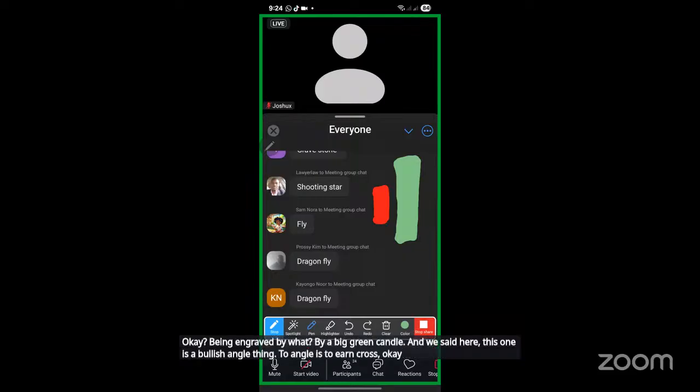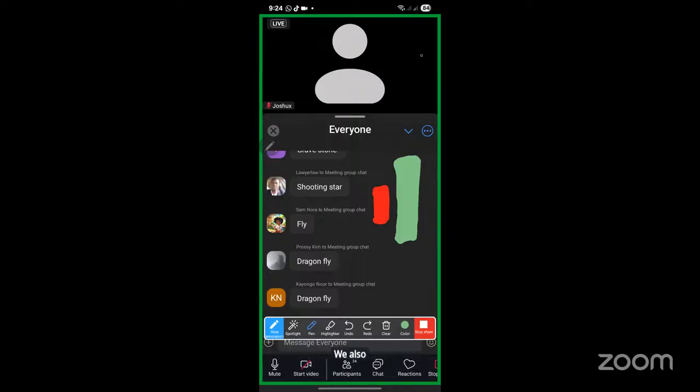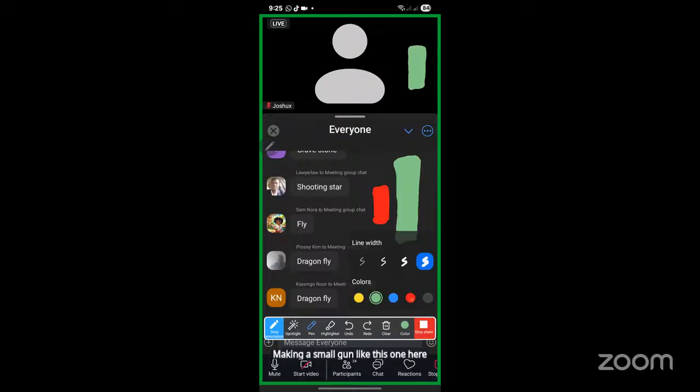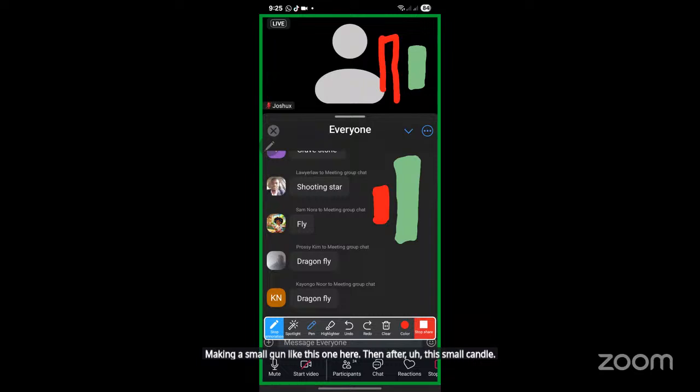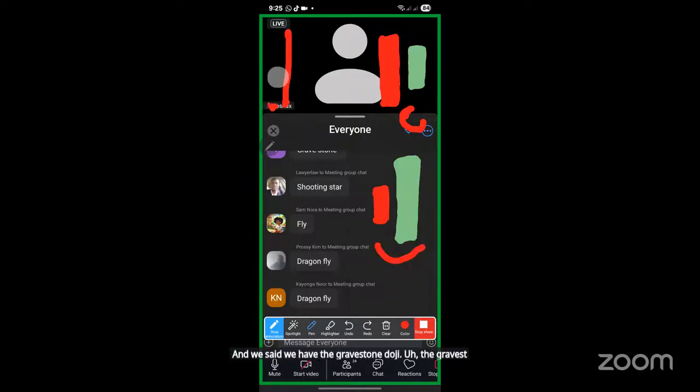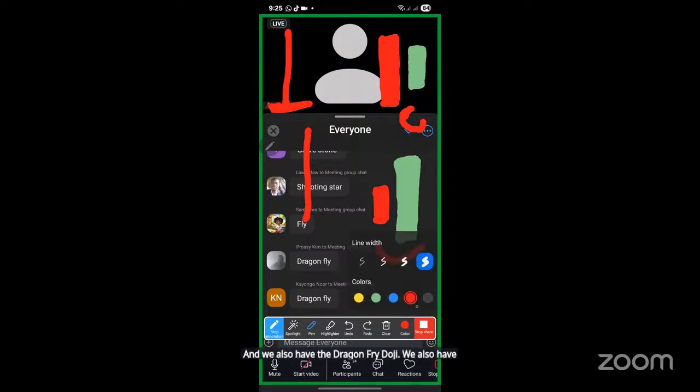Okay, bullish engulfing bar. Then we said we also have the bearish engulfing, where we saw a pattern making a small candle like this one here, then after this small candle is made comes this red candle. So this one becomes the bearish engulfing bar, and this one becomes the bullish engulfing bar. As simple as that. Okay, so we looked at the doji and we said we have the gravestone doji, this one, and we also have the dragonfly doji, which is like that.